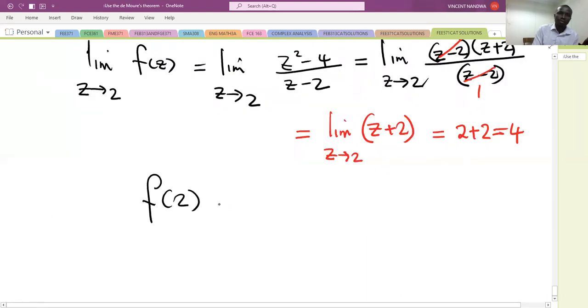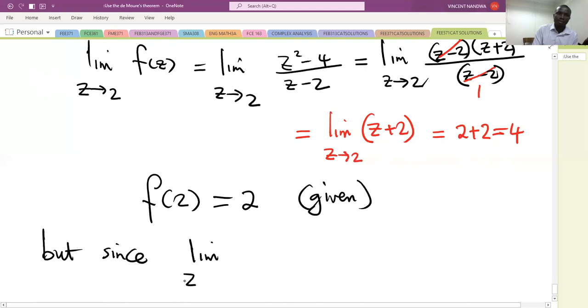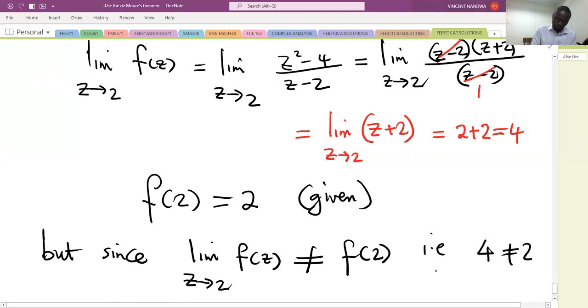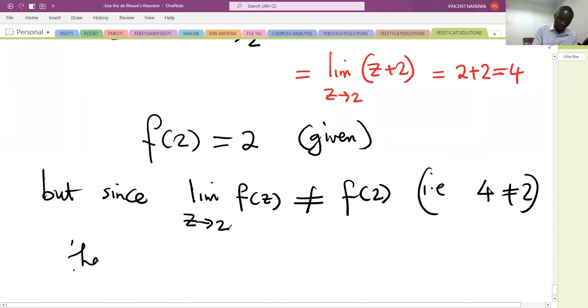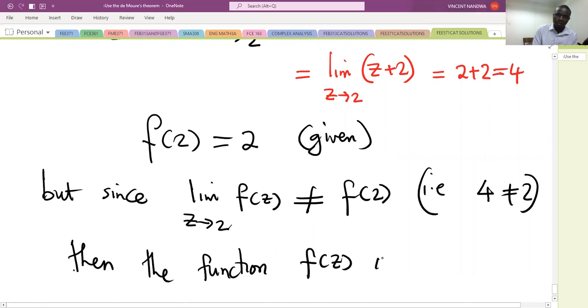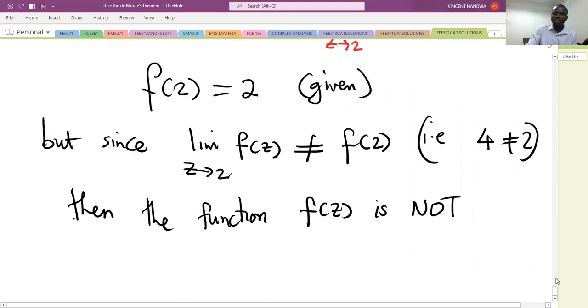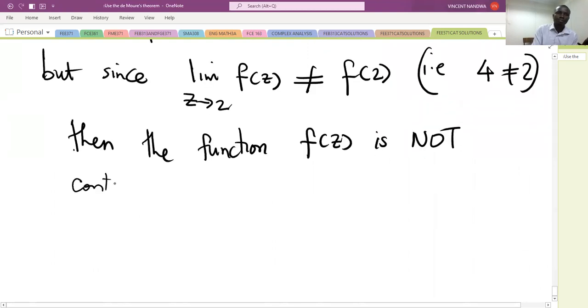Now, f(2) is already given as 2, but since the limit as z approaches 2 of f(z) is not equal to f(2), because this value, i.e. 4, is not the same as 2, then the function f(z) is not continuous at z = 2.